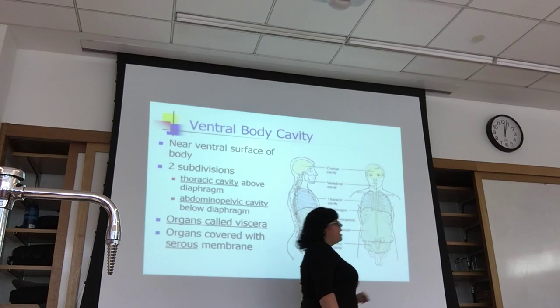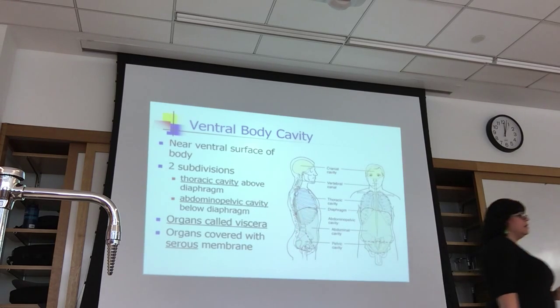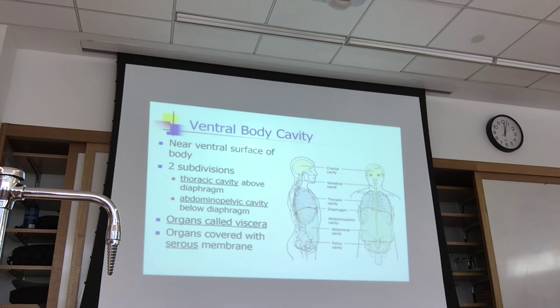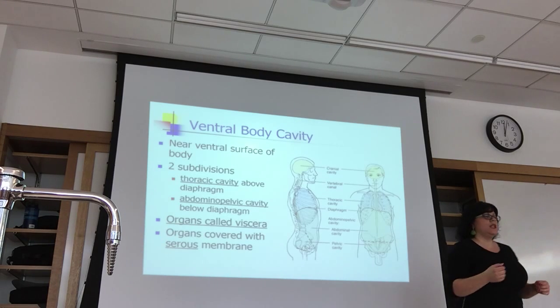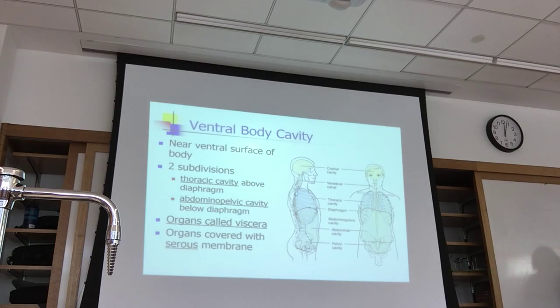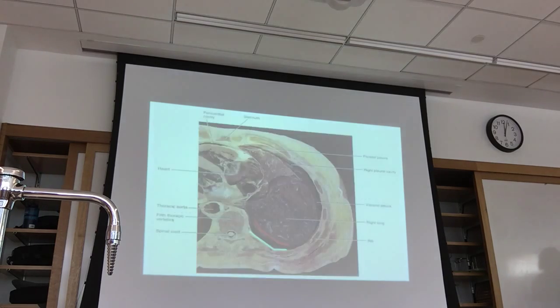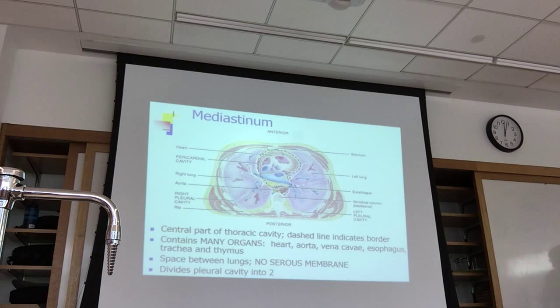The thoracic body cavity, including the lungs and the heart, thymus and the trachea, some of these terms I don't know yet, the esophagus. The thoracic body cavity we can look at even further and look just in the center of that thoracic body cavity. We call that the mediastinum. Mediastinum. I'll show you that on this figure here.